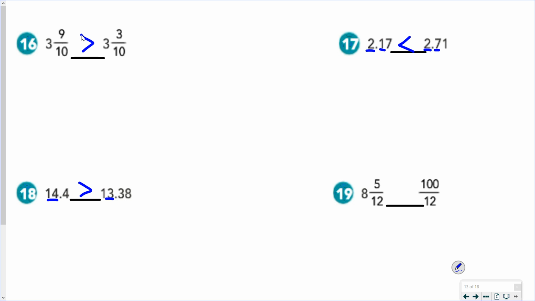And then for number 19, we have a mixed number and we have an improper fraction. So we can either convert our mixed number to an improper fraction or our improper fraction to a mixed number. Either way, we should get the same result. So I'm going to take this first one and convert it. So I'm going to take my denominator times whole number, which gives me 96. Add the numerator of 5 to get 101, which would make this 101 twelfths. 101 twelfths is greater than 100 twelfths.